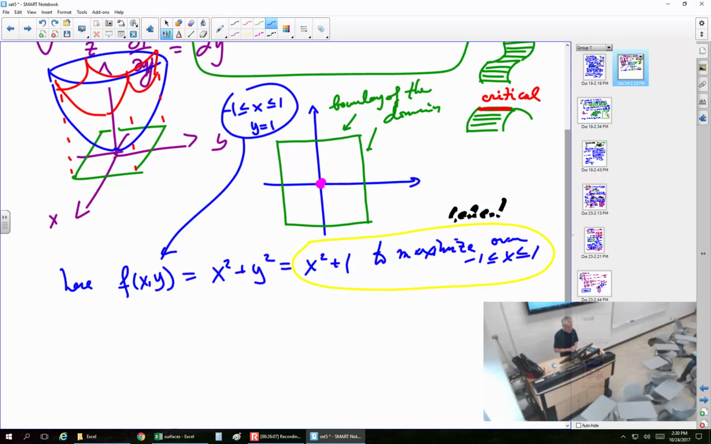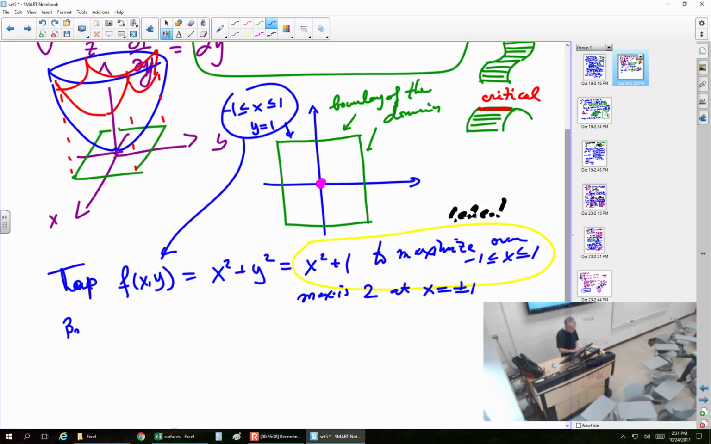The function is x squared plus 1, to maximize and minimize over the interval x between negative 1 and 1. What's the answer? The maximum is at 1, and at x equal plus or minus 1 it is 2. At plus or minus 1, this function of one variable reaches its maximum, okay? Similarly, we pick the top.